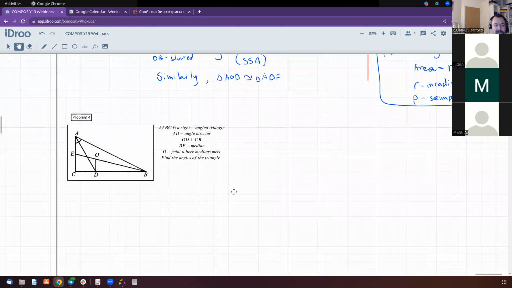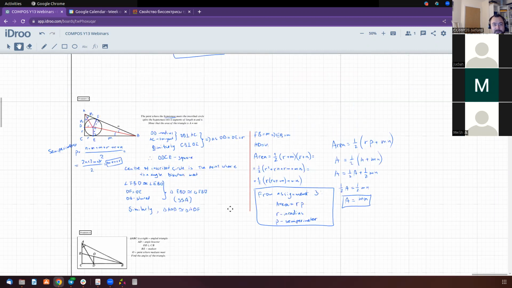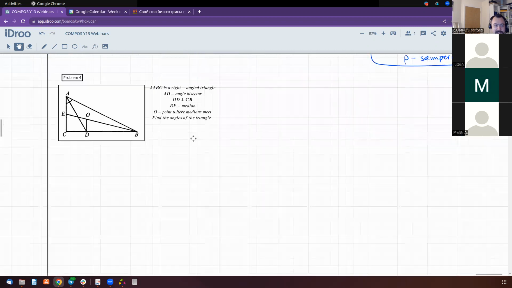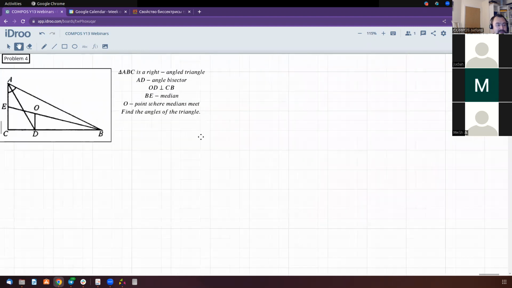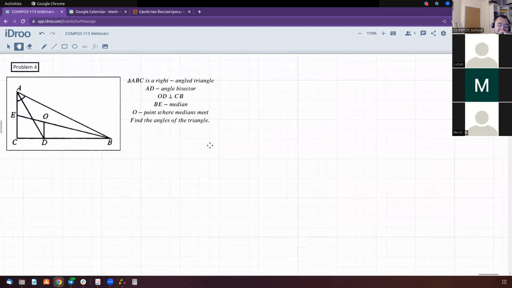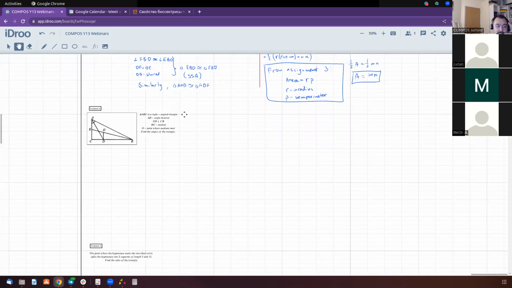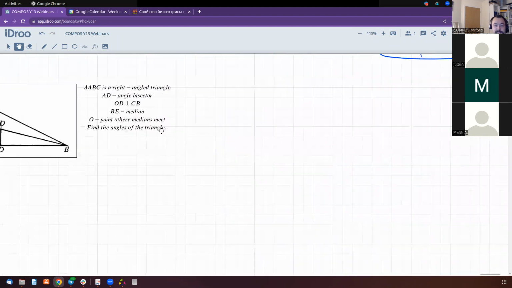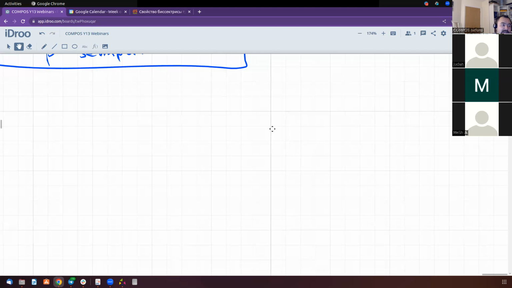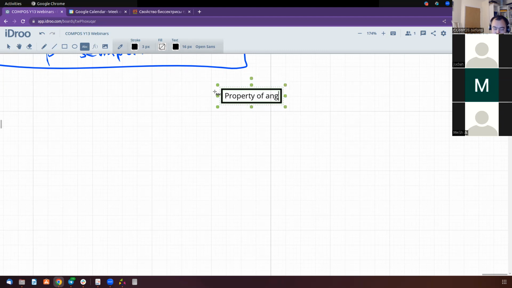Okay. Problem 4. So we're halfway through. That's very nice. For problem 4, we will need one important result, a property of a bisector. Let's formulate this property: property of angle bisectors.